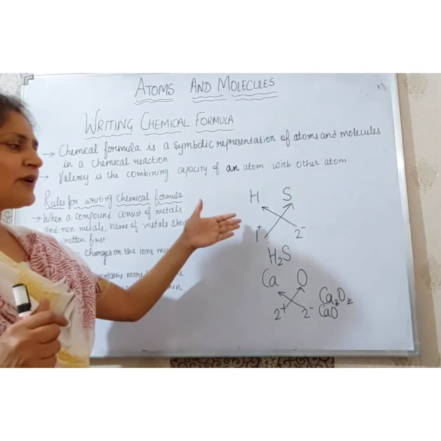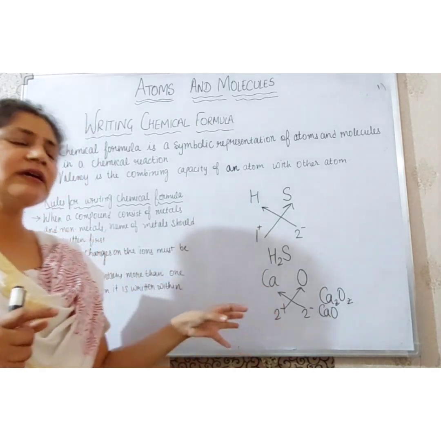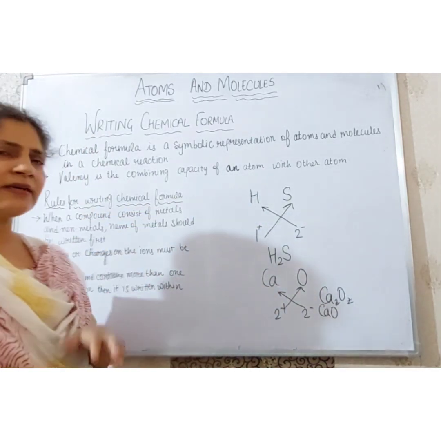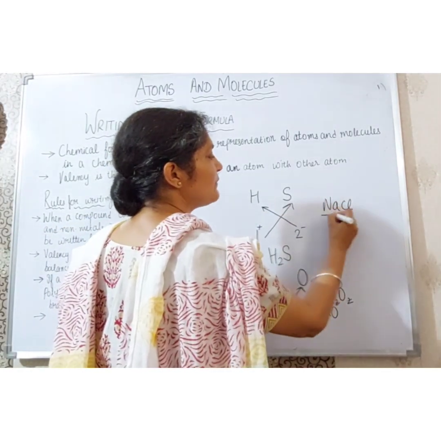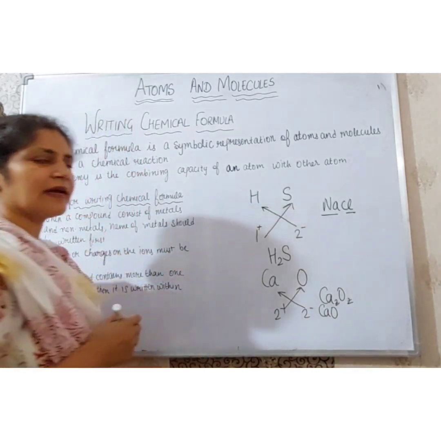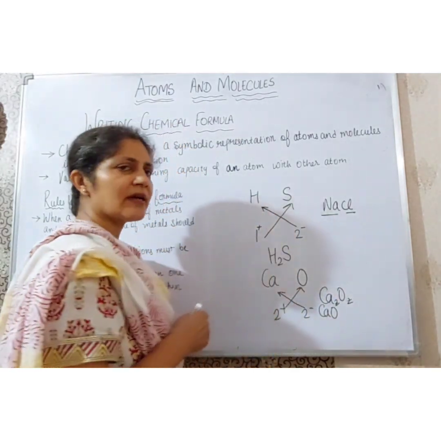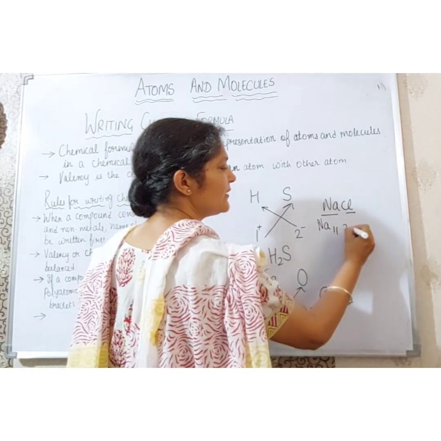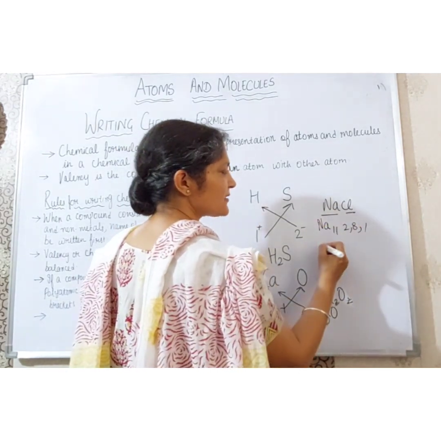So if you know the valency, you can very easily form the chemical formula. The rule is, when a compound consists of metals and non-metals, I repeat, like sodium chloride, we will write sodium first and chlorine second. How are they combining? I can also explain to you. Sodium has the atomic number 11. Its configuration is 2, 8, 1.